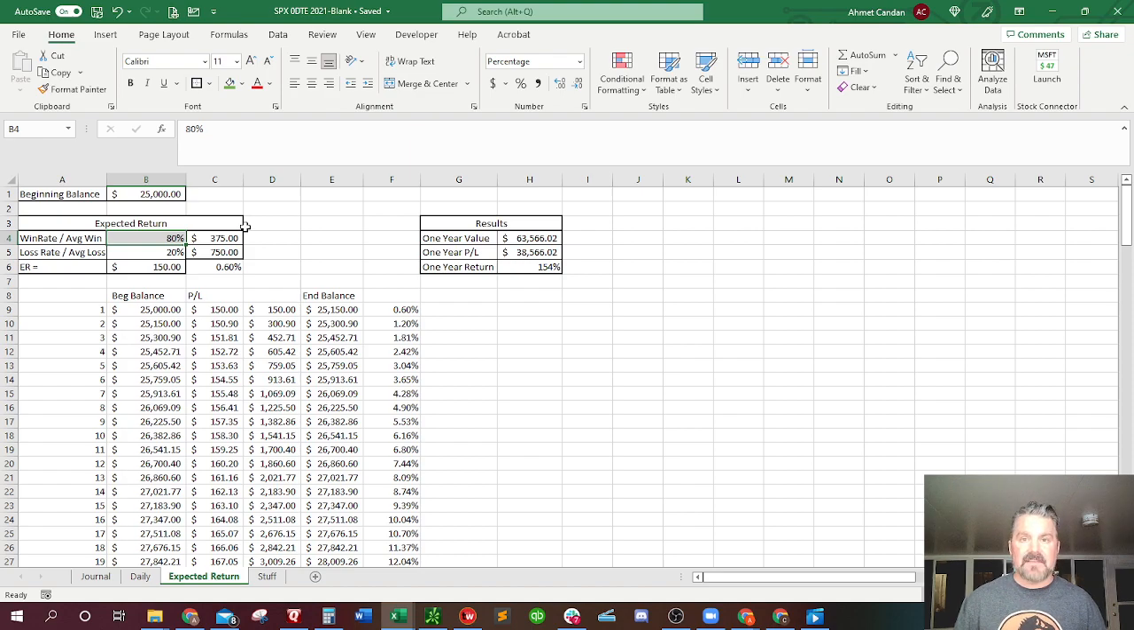I'm not saying that I'm going to accomplish that. I'm just saying if I do maintain those values, if I do keep that 80% win rate and keep that 2-to-1 risk reward ratio, 1.5 to 3%, or 3% to 1.5, it's a mathematical certainty I'm going to get to 154%.